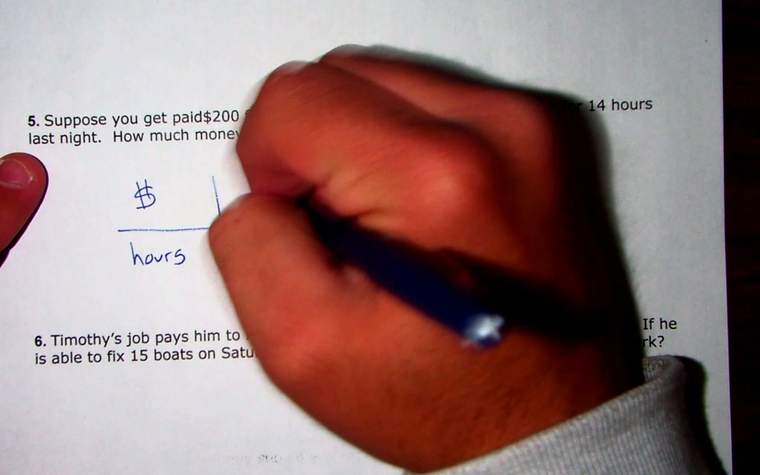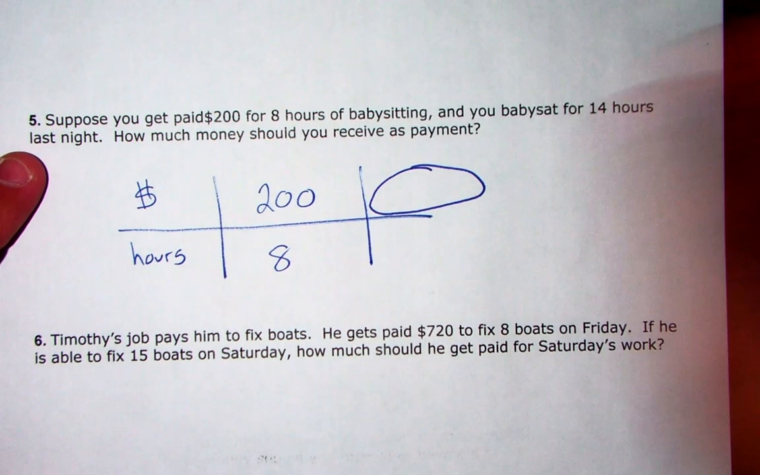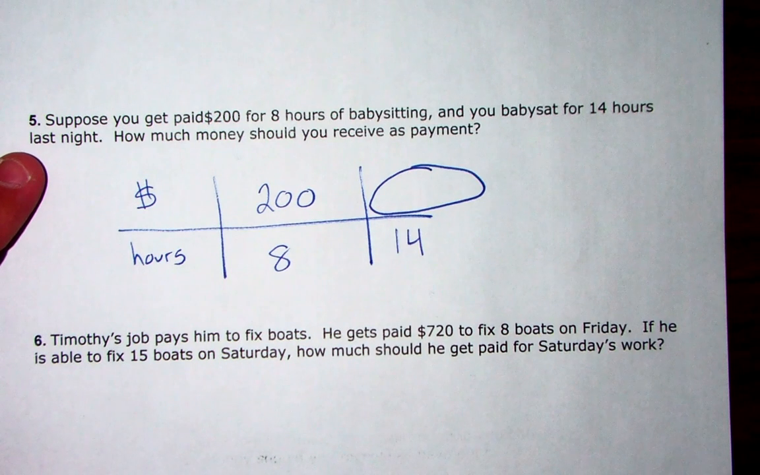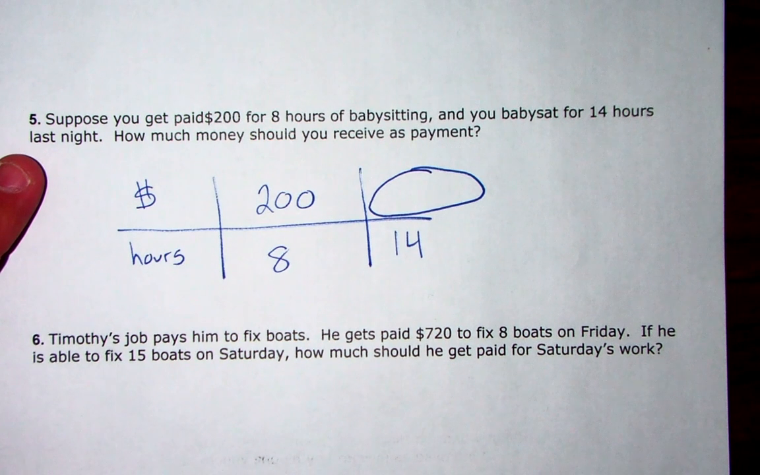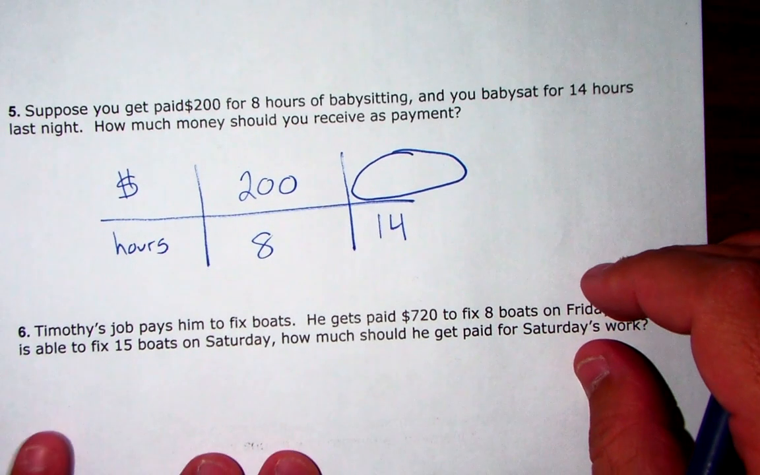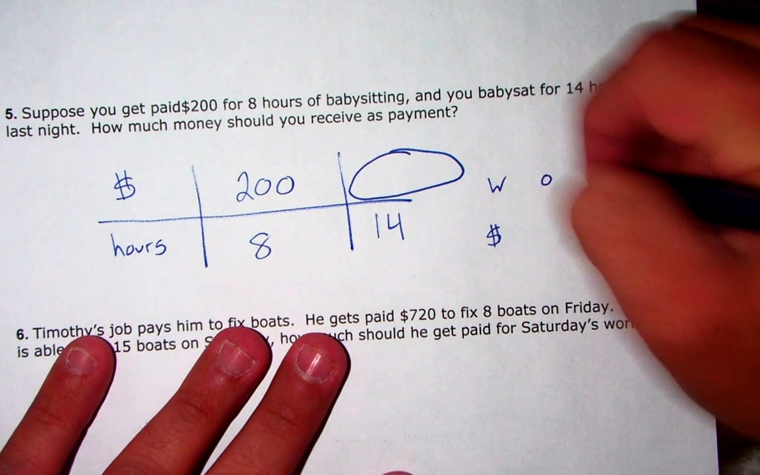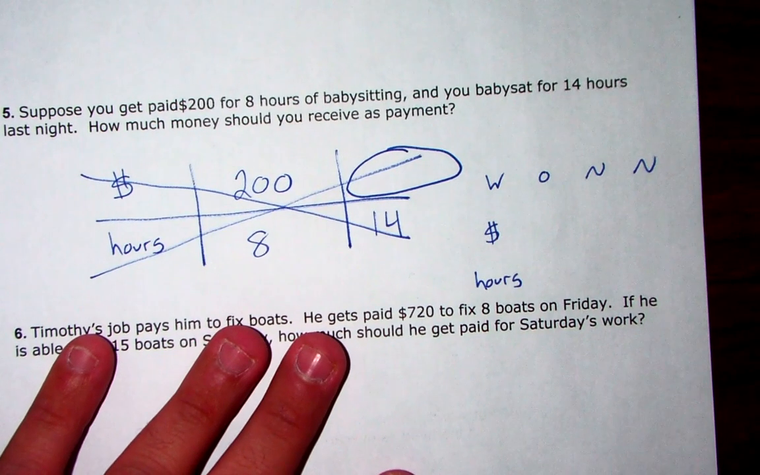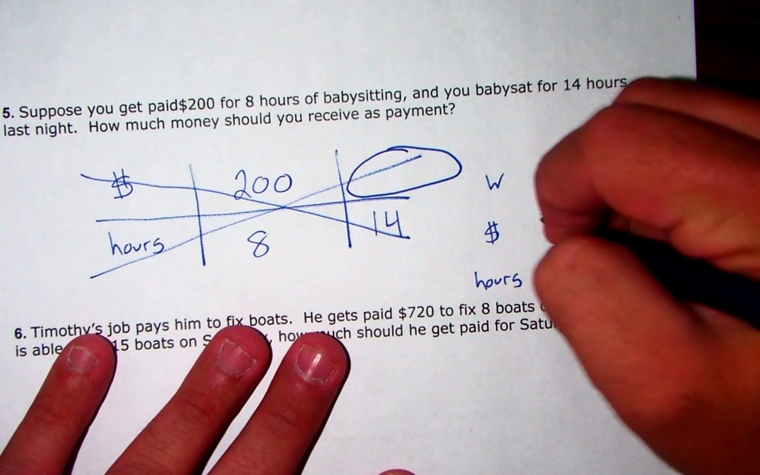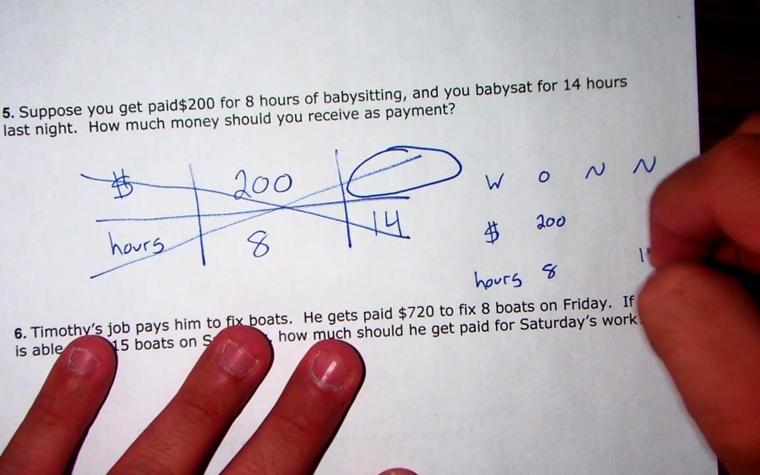Well, you made $200 for 8 hours. How much money would you make in 14 hours? Well, I'm going to be honest, I don't like the way I set this up. I'm actually going to show you a different way of solving this one. So I'm going to make a different one chart. I'm going to do my words, original, new, and new. So we have money and hours. We have $200 and 8 hours. We want to know how much money you made in 14 hours.